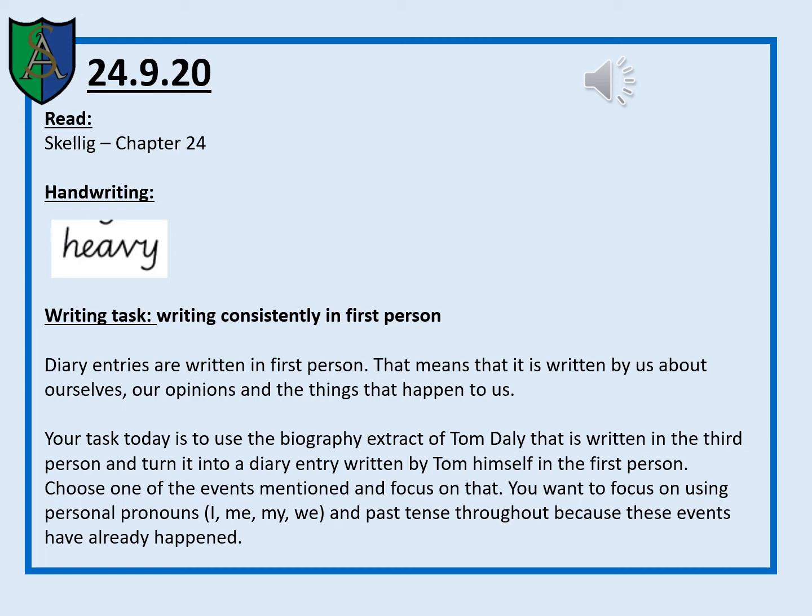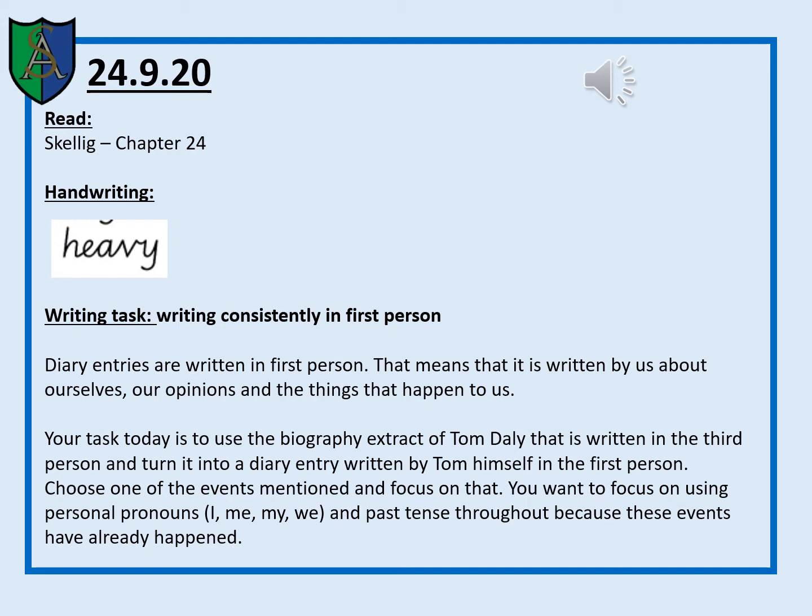So again, we're still building up to writing a diary entry, and one of the most crucial things when you're writing a diary is that you write consistently in the first person. Now, that's something that's easier said than done. Very often people will flit from first person to third person, so today that's really what I want you to focus on. Diary entries are always written in first person. This means that it's written by us, about ourselves, our opinions, and the things that happen to us.